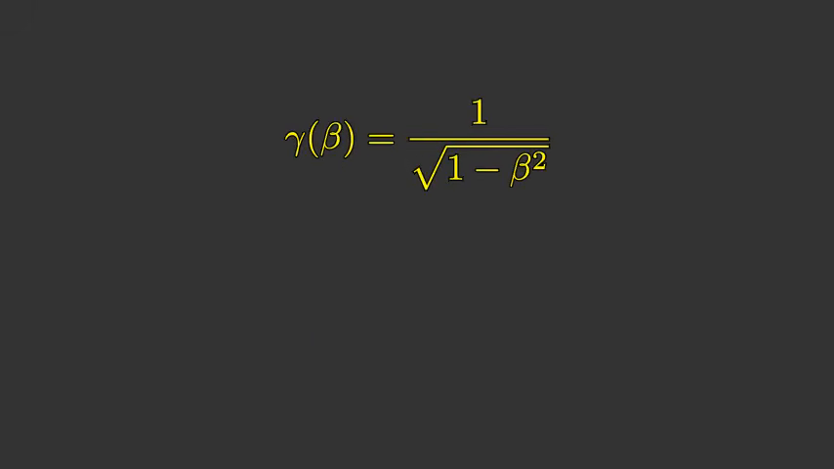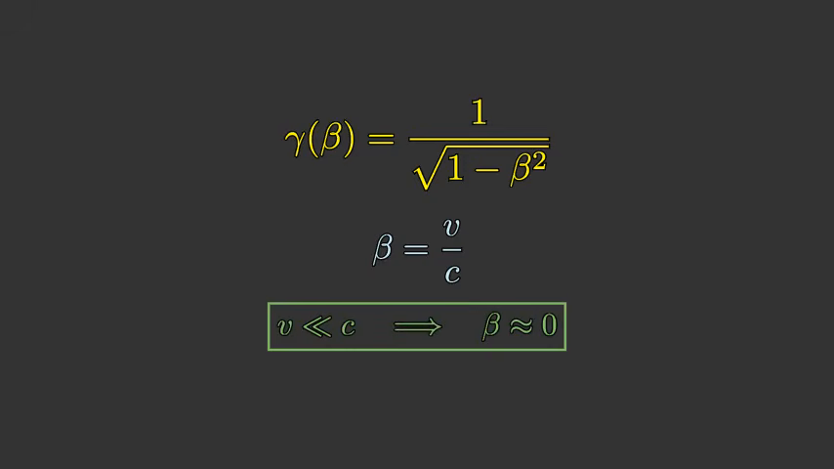Now we use the Taylor machine on a real physical formula. In special relativity, one of the central quantities is the Lorentz factor. Gamma of beta equals 1 divided by the square root of 1 minus beta squared. Here beta is not a new speed. It is the ratio v divided by c. So beta tells us how large the object's speed is compared with the speed of light.